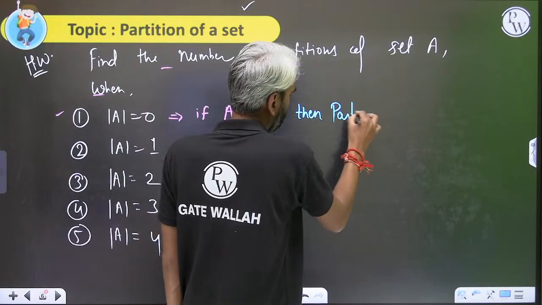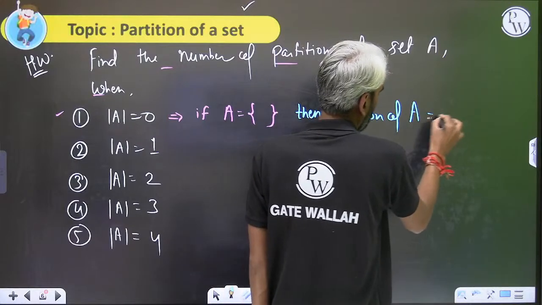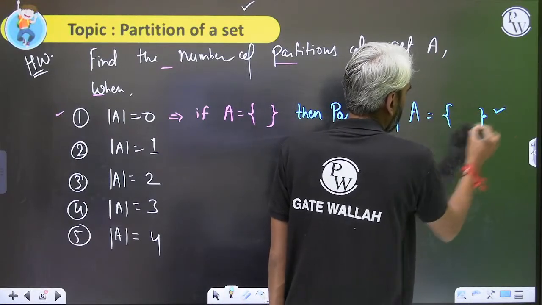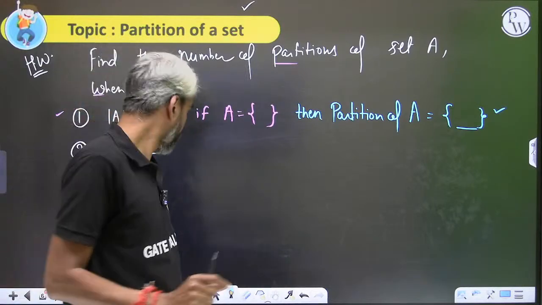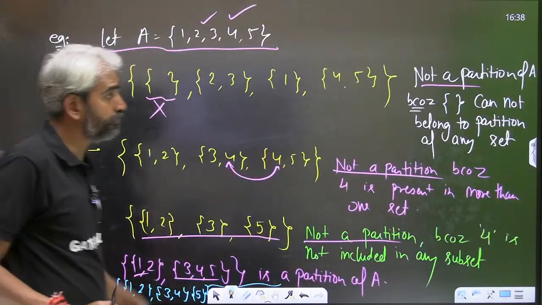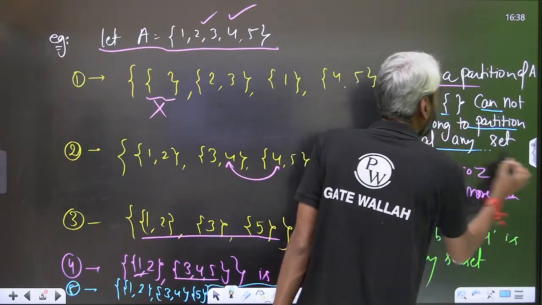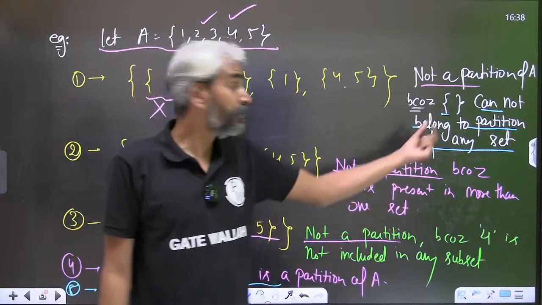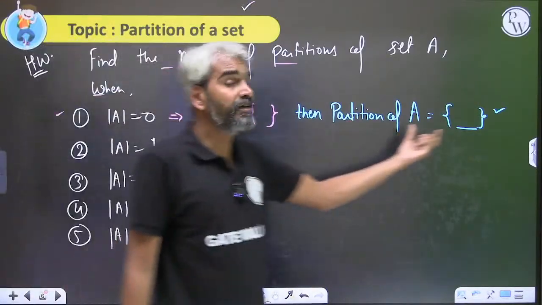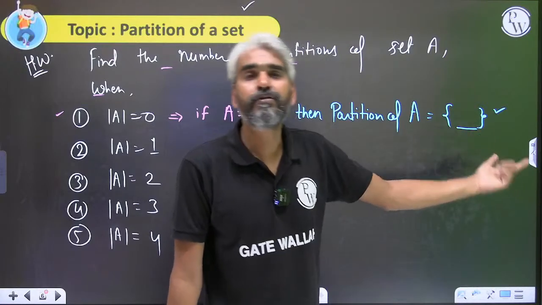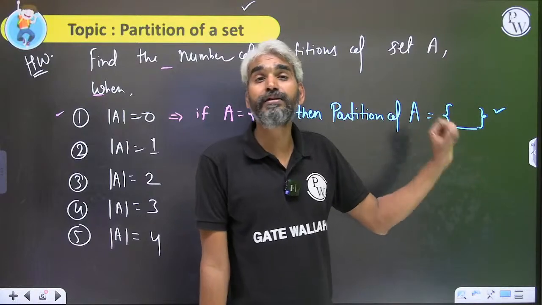The partition of A is the set in which there will be no element. Please, it's very important. In the last class, I told you that phi cannot belong to the partition of any set. But I said this is an element belonging to the partition. Here, in this case, the partition itself is an empty set. There is no element which is an empty set. No element of this set is an empty set. Therefore, the empty set cannot belong.